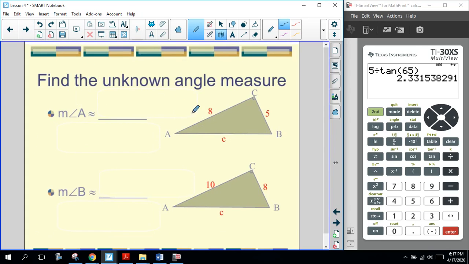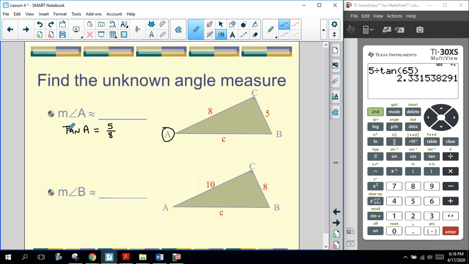On to our next. It says find the unknown angle measure. Well, to find an unknown angle measure, it's asking me to find the measure of this angle at A. Well, A is an acute angle of a right triangle. So I should be able to set this up with the tangent of A, my acute angle that I don't know, is equal to the opposite side of 5 over the adjacent leg of 8. So it's equal to 5 over 8.